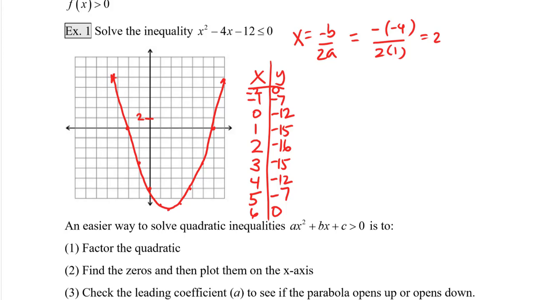Now the question has been asking us, where is this graph less than or equal to 0? Basically, where is the parabola less than or equal to 0? Well, I'm going to highlight the portion of the parabola that is less than or equal to 0, or below the x-axis. So what we need to understand is that x values between these two x-intercepts will all be solutions to this problem. So the answer to this inequality is x has got to be greater than or equal to negative 2 and less than or equal to 6.